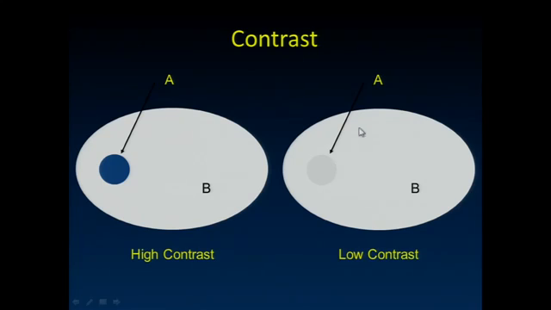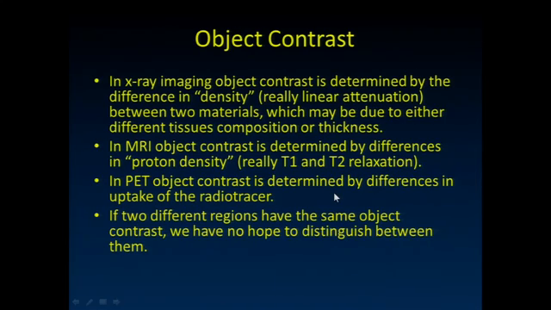But conceptually, this is what I want you to understand. This is a high contrast image, where there's a big difference between the area of interest and the background. And this is a low contrast image, whether this is a radiograph, an MR, or a nuclear medicine study. What is object contrast?